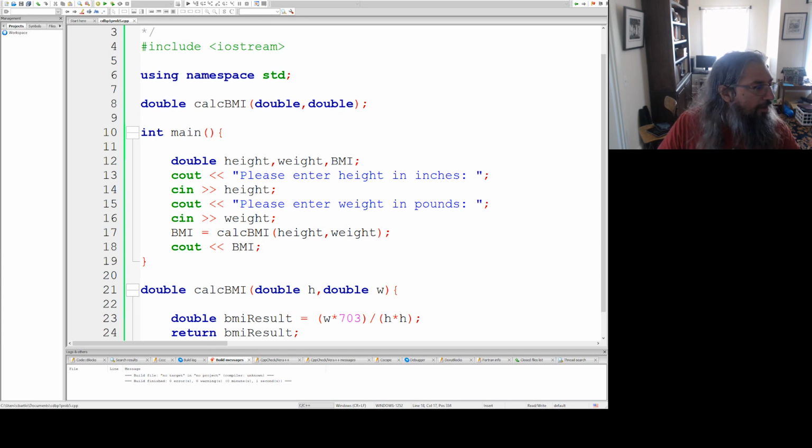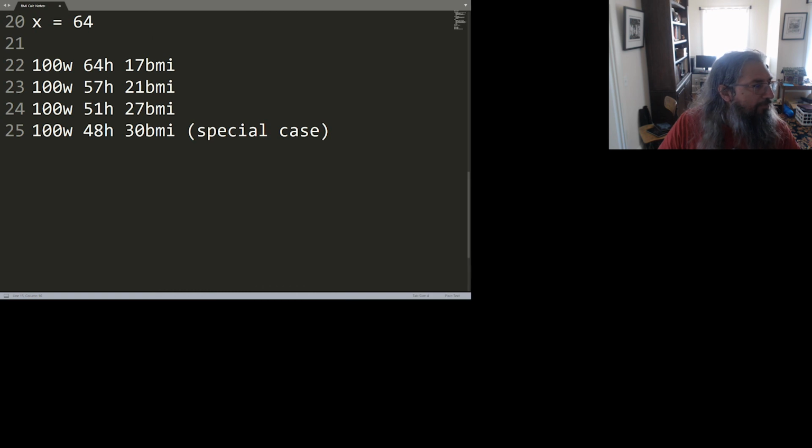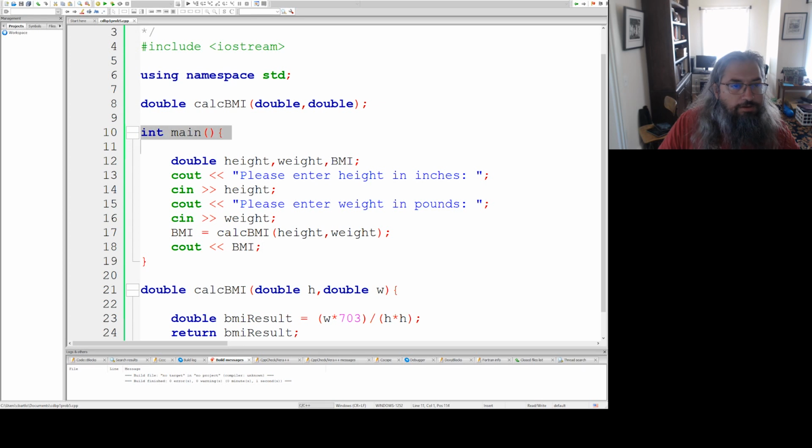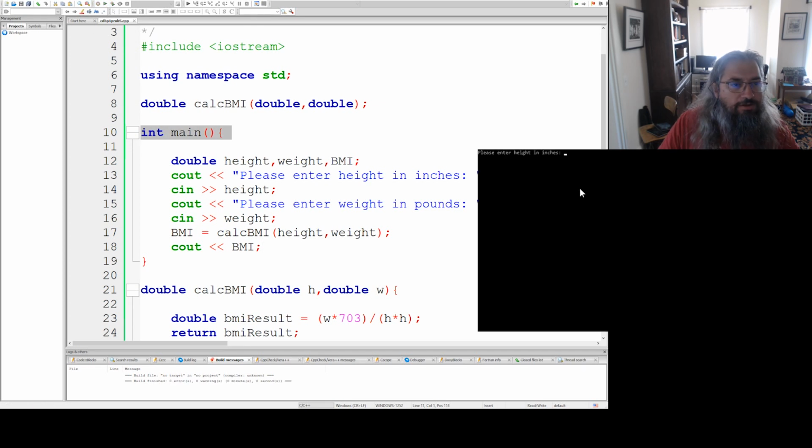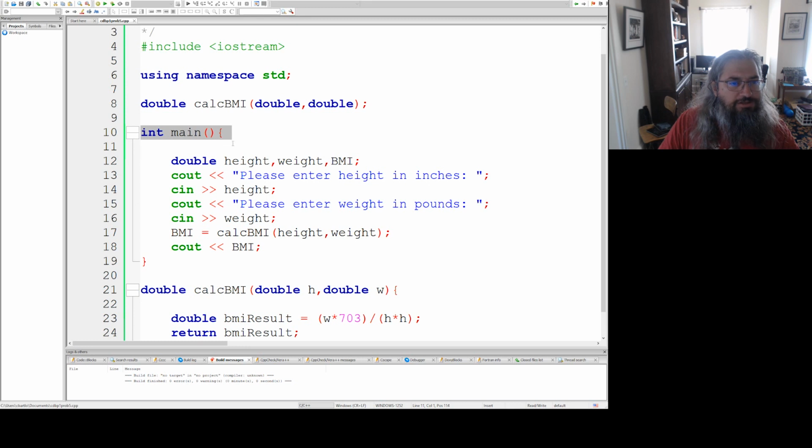Okay, let's look at the other ones that we have. Let's try this one. So 57 and 100. Let's give that another run. So 57 and 100. Okay, that gave me in the ballpark of 21. I'm feeling pretty good about that calculation.